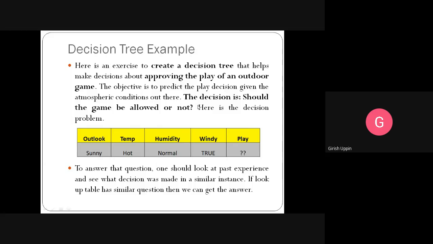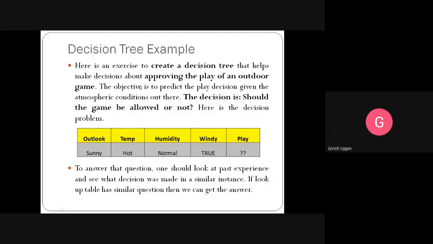We have one decision tree example. In this example, we will see how we build the tree, how to decide on a particular root node, and once we have the root node, how we decide to have additional branch nodes and how to split. We will learn all of this with this particular example. Here is an exercise: create a decision tree that helps make the decision about approving the play of an outdoor game.